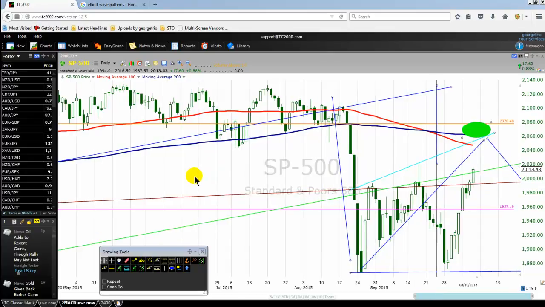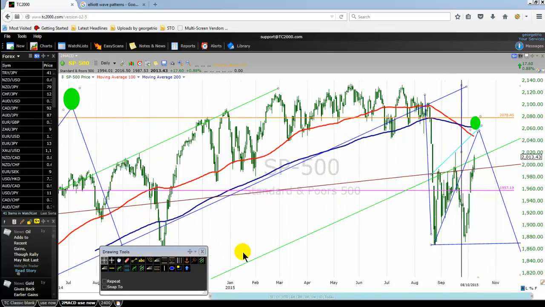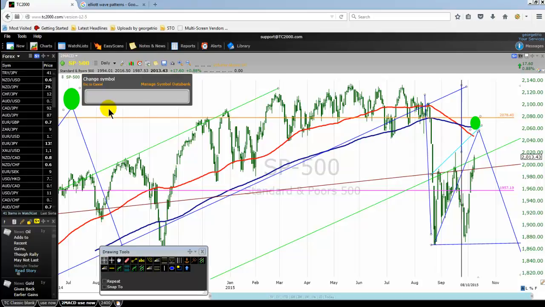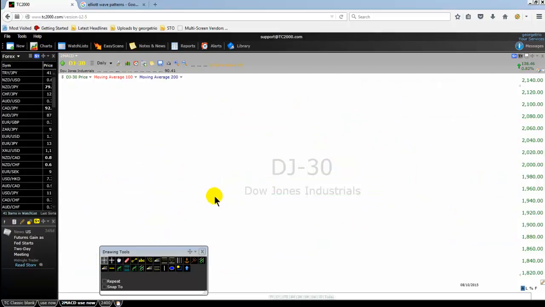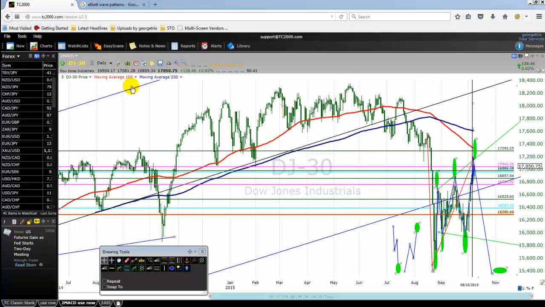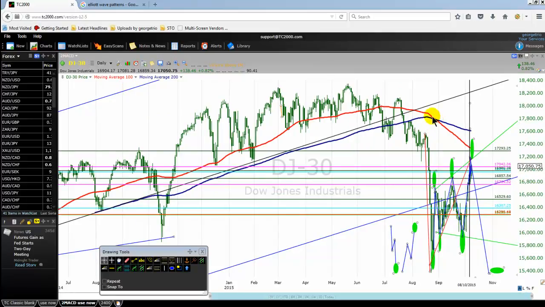We see the same pattern. So this is the S&P 500 that represents the market. We see exactly the same pattern being formed for the Dow Jones Index. Okay, let's go there and see it. Dow Jones Index coming up. On a daily chart, here it is, the moving average 50 below the moving average 200.